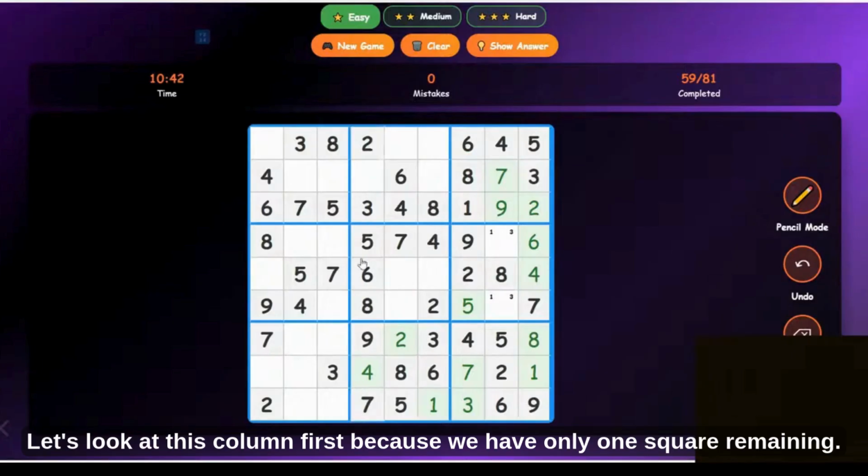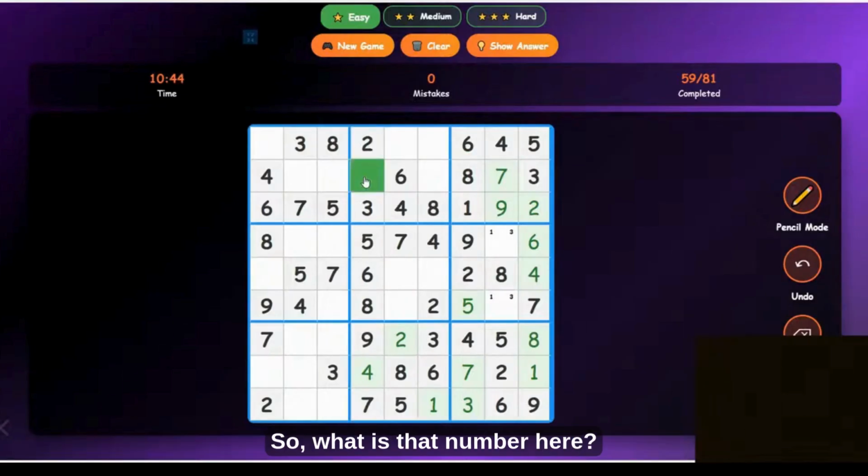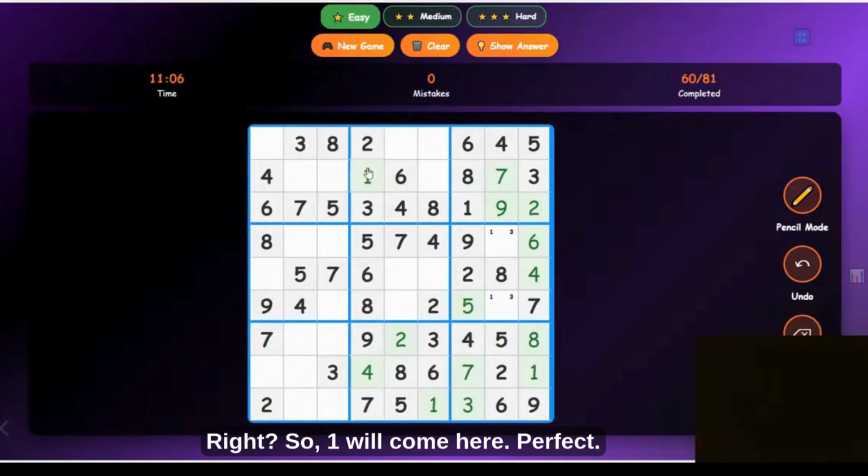Let's look at this column first because we have only 1 square remaining. So what is that number here? The number is going to be 1 because 1 is missing here, right? So 1 will come here.